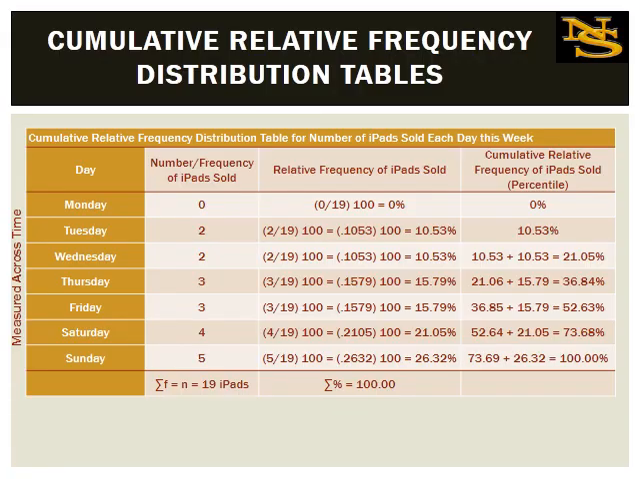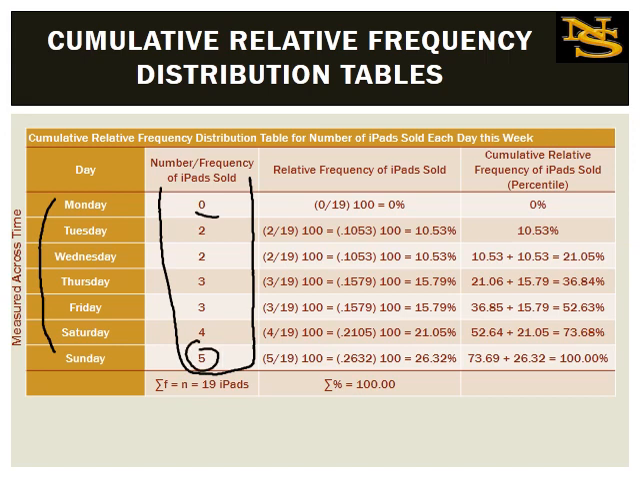So at first glance, this table may be somewhat overwhelming, but I'm going to break it down for you so that you can understand how all these values came to be. This is data looking at the number of iPads sold each day this week. You'll see that our days are displayed here in order, and here we have the frequency, or the number of iPads sold on each day. For instance, we didn't sell any on Monday, but on Sunday we sold 5.